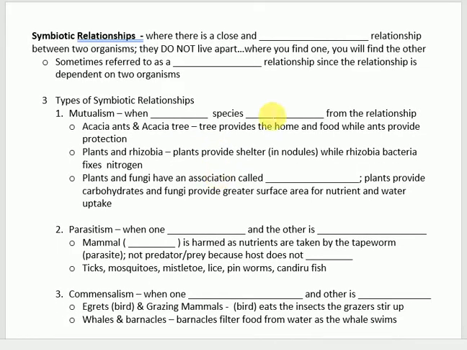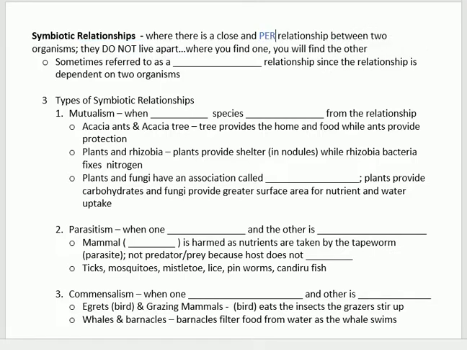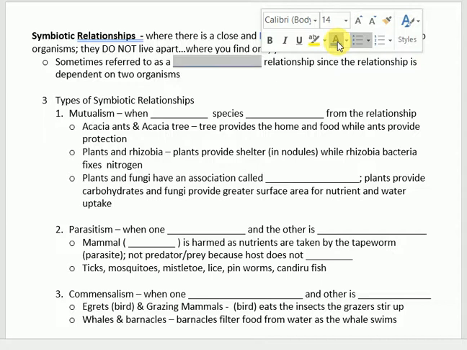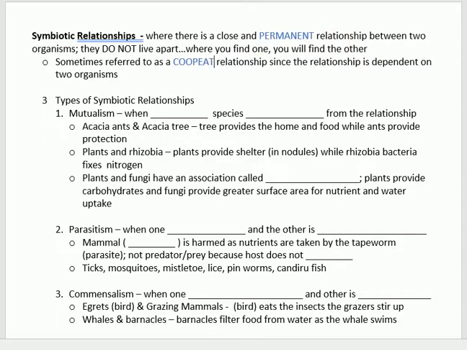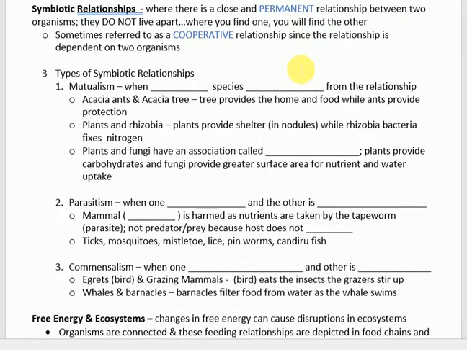And then next we have symbiotic relationships. This is when there is a close as well as permanent relationship between two organisms. They do not live apart. Where you're going to find one, you will always find the other. Sometimes this can also be referred to as a cooperative relationship. And there's 3 types.